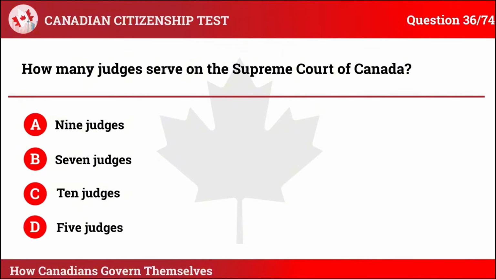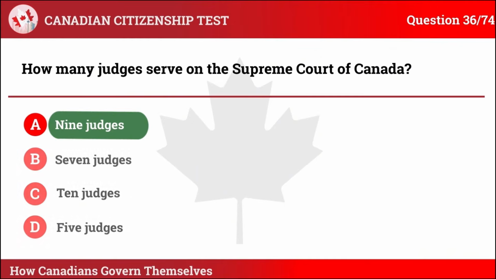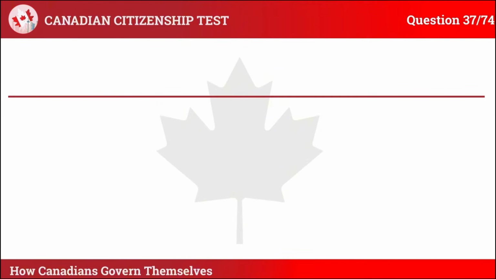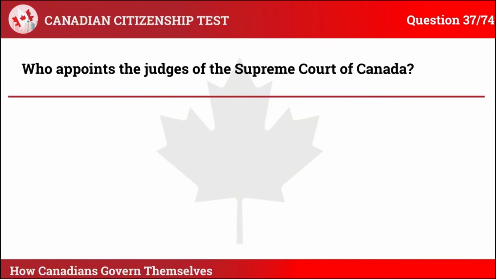The correct answer is A. 9 judges. Explanation: the Supreme Court of Canada comprises 9 judges, who are appointed to ensure a diversity of legal perspectives and judicial decisions. Question 37. Who appoints the judges of the Supreme Court of Canada?